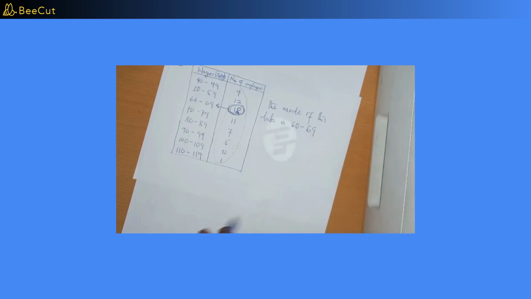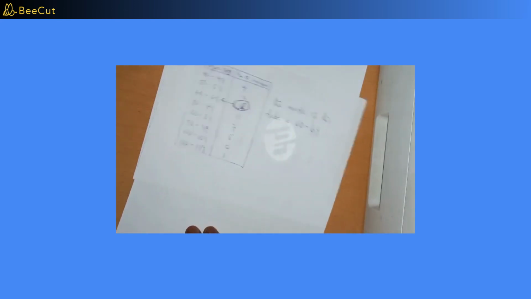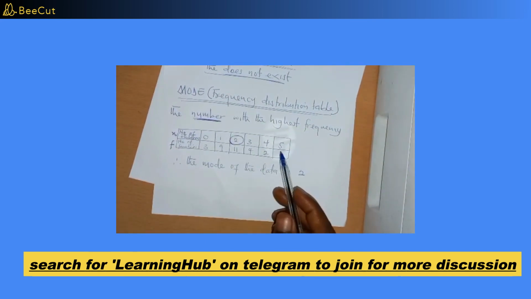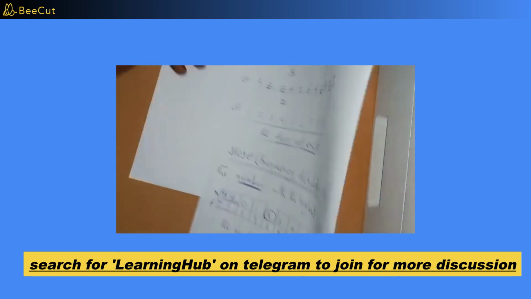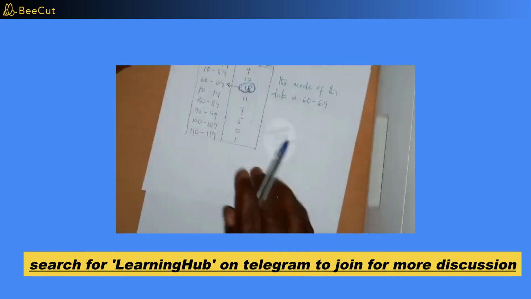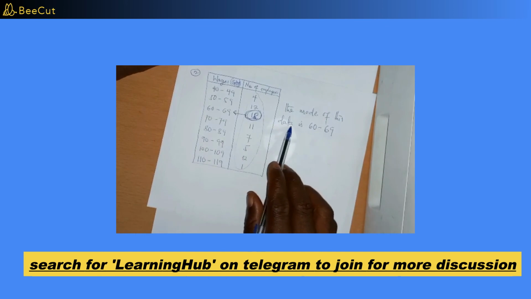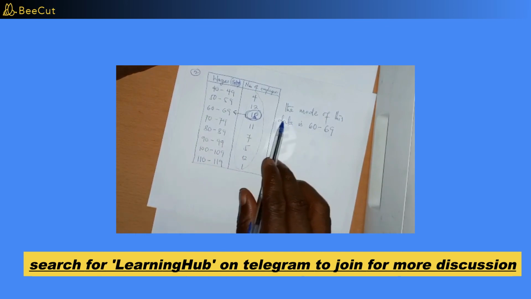When it is ungrouped, like what we have here, this is how we find the mode. And when it is grouped data like this, then this is also how we find the mode, the number with the highest frequency.